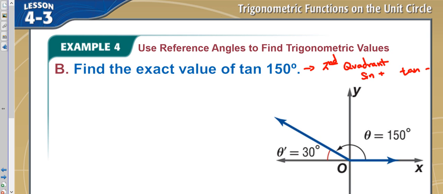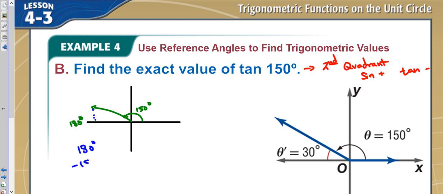Again, the way we get there, sorry, let me pull this out. How we got there is this way. You would start, and if this is 150 here, then you know this is 180. All you would do to find the reference angle is subtract. And that's how they get the 30. They would say 180 minus the 150, and that gives you your 30. So that's how they came up with that 30.